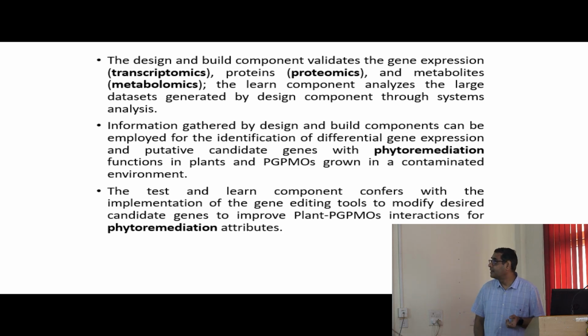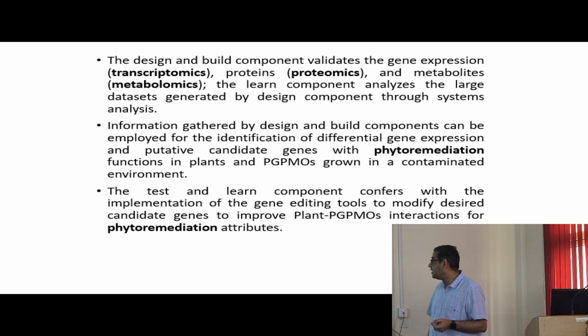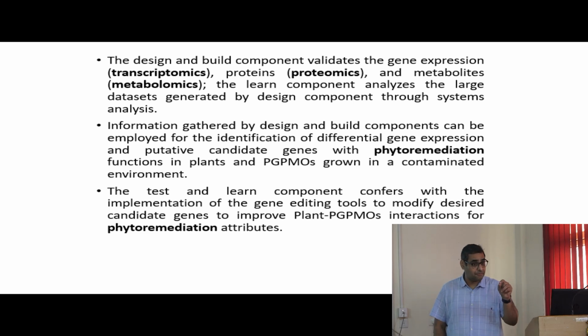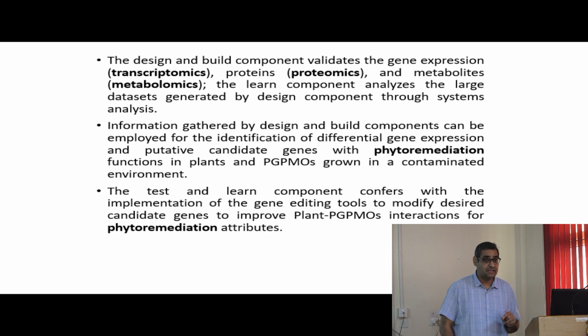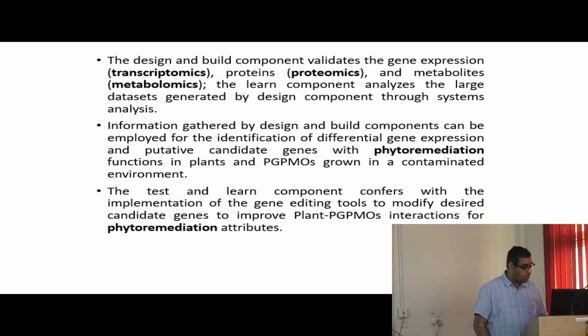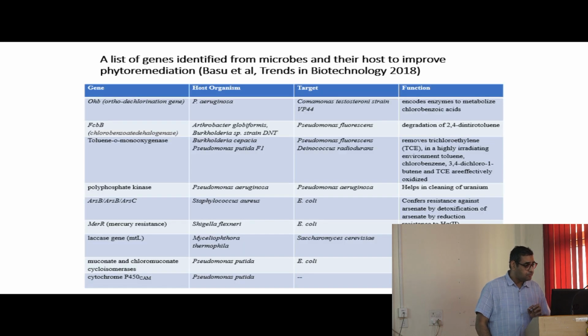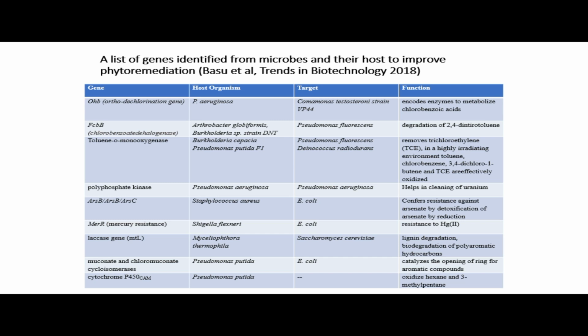Information gathered by design and build components can be employed for identification of different gene expression and candidate genes for phytoremediation, because we are looking for phytoremediation functions, and we were targeting PGPMOs, that is, plant growth promoting microorganisms. So in the same way you can see how these can be contributing to different attributes. This case study which I am telling you is about the attributes. Now, is it successful? The question will be, is it successful? So the successful examples are here.